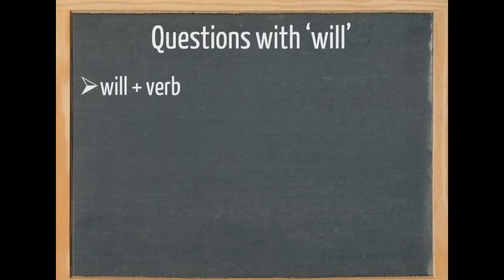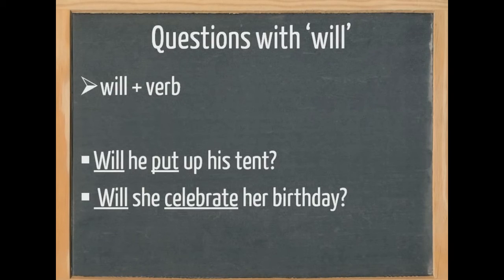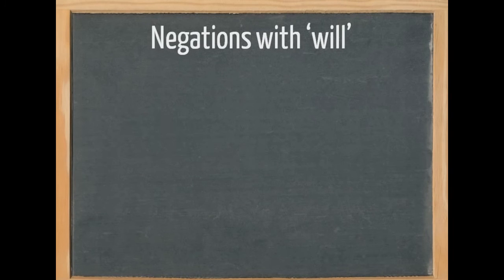Let's look at questions with will. Again, we use the base form of the verb. Will he put up his tent? Will she celebrate her birthday? Will you park your bikes in the shed? Let's look at negations with will. We use will and add not, contracting it into won't and the base form of the verb.